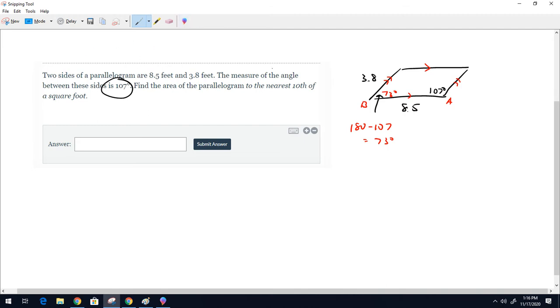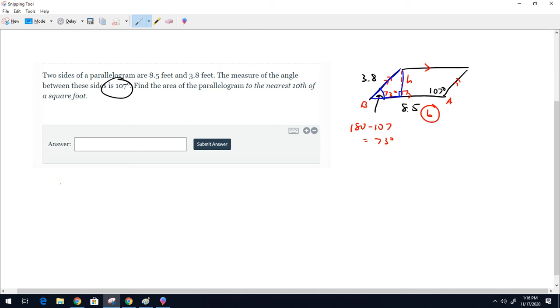And now we have the sides, but we're missing the base. I'm going to let 8.5 be my base. So then this is the height that I want to find. So the question is, can I find that height? Well, look what I just did. I just made a right triangle. I know that this angle right here is 73. I can use trig to find the height. So again, this is me just trying to bring trig back into your lives for a second time.